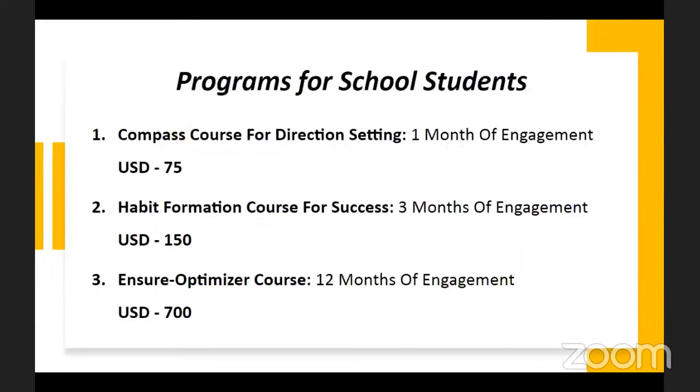Now, the programs for school students. These programs are designed to ensure that all integral focus in the student's career and development journey is met, and also help them to be successful in habit formation and optimization of their performance in the immediate future by scientific and continuous self-evaluation. We provide the Compass course for direction setting, a 1 month engagement program. The second is the habit formation course for success, a 3 month engagement program, and the Ensure Optimizer course, which is a 12-month program.